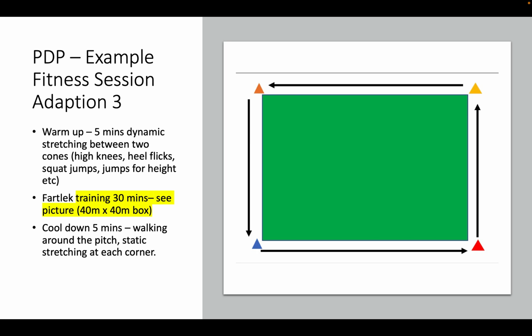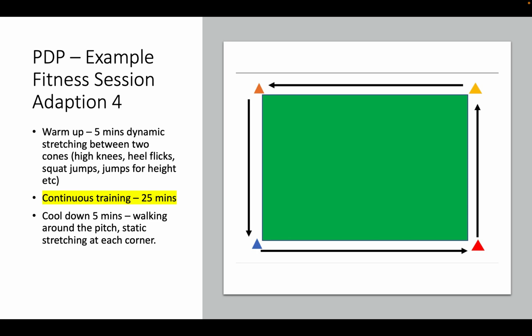Another simple change that we could do here would be to increase the size of the box. Now, we don't want to make this drastically bigger. You can see here that I've gone from 25 metres up to 40, and we're still working for 30 minutes. You could have the walking section there, or you could take the walking section out. Just some different examples of how we might make it harder.